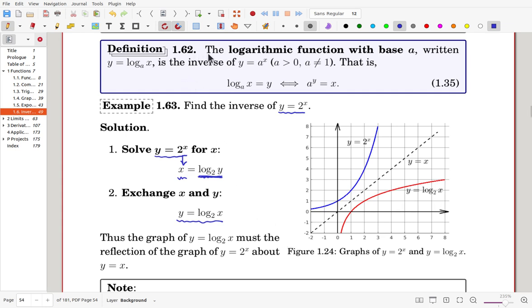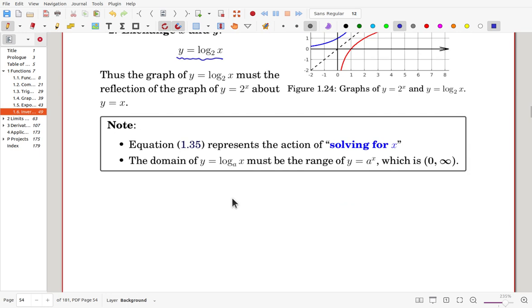Now we'll go back to the definition. The logarithm function with base a, which we write in this way, is defined as the inverse of y equal a to the x, so that y equal a to the x means a to the y equals x. So it is a kind of solving for x. Logarithm can be considered as a notation or symbol for solving for x of that function.